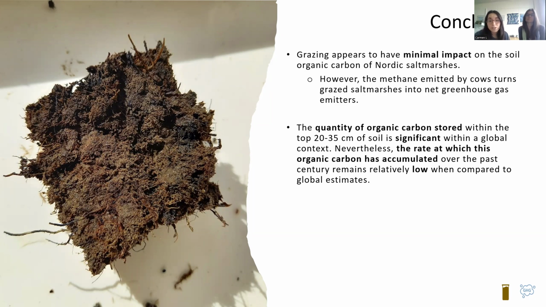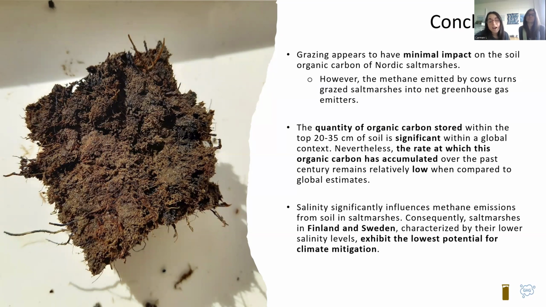The organic carbon stocks from Nordic salt marshes at the top layers seem significant in the global context. However, the rate at which this organic carbon has been accumulated over the last 100 years is low in the global context. And salinity is a main driver of methane emissions from the soil, making Finland and Sweden the countries where salt marshes have the lowest potential for climate mitigation.